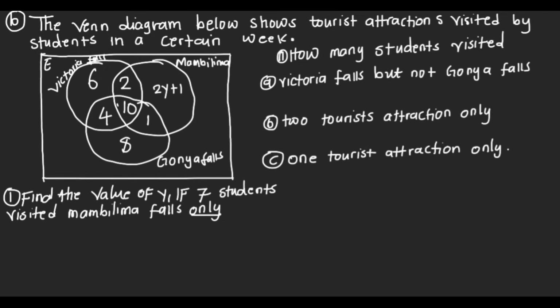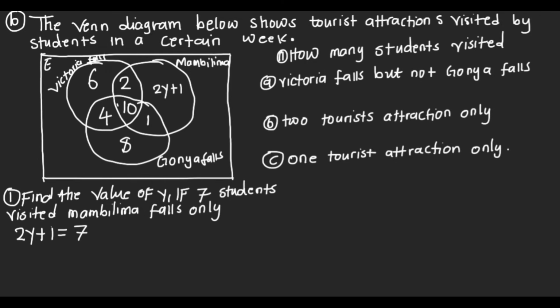So there is this condition of only. So let's look at which region indicates Mambirima Falls only. So this is Mambirima Falls only, because we can see that it's not intersecting any of the other 2 sets. Now, so this number indicates the Mambirima Falls only. So say 2y plus 1 is equal to 7.